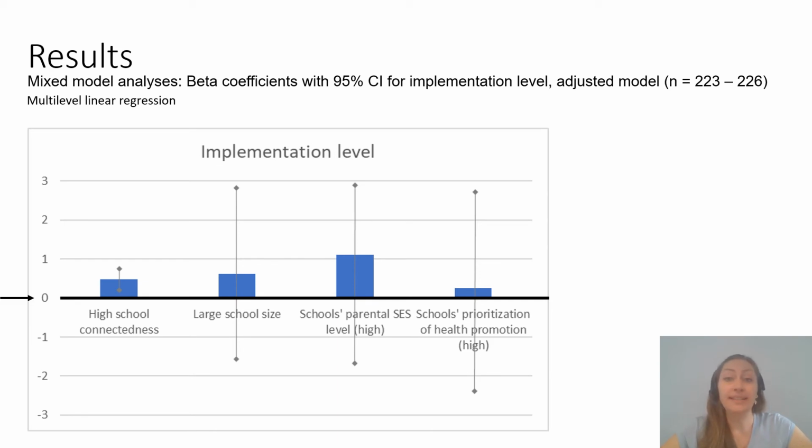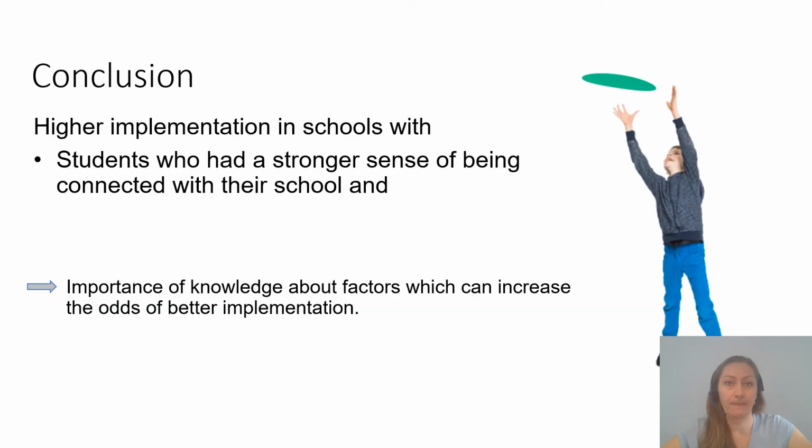So, as you can see here, the program was implemented to a higher degree for students who had a stronger sense of being connected with their school. And that was measured regarding their connection to their peers, their connection to their teachers, and their connection to the schools. The other 3 parameters were not statistically significant, so there was no connection there. So school-based health promotion programs can actually be improved by knowing before the program is implemented which factors increase the odds of better implementation.